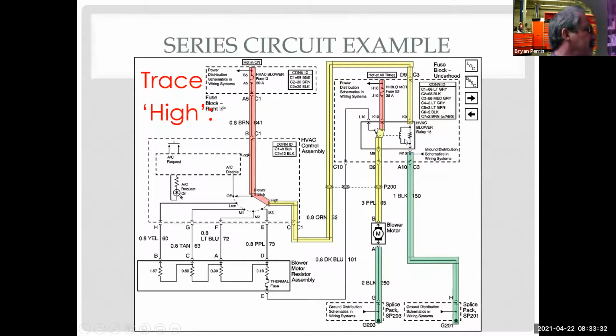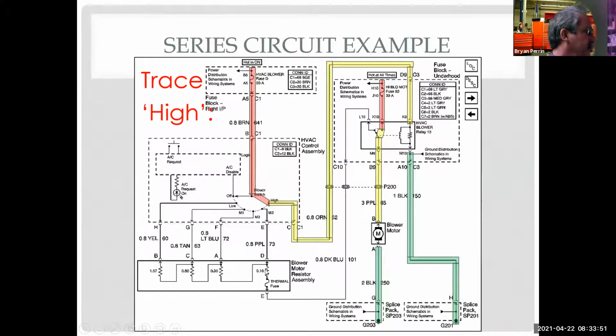So I need to look at this load, and this little dashed line shows that when I energize this and create an electromagnetic field, we're going to move this switch. So this switch moves over to this position, which allows power to come from this fuse all the way down through the blower motor and here.